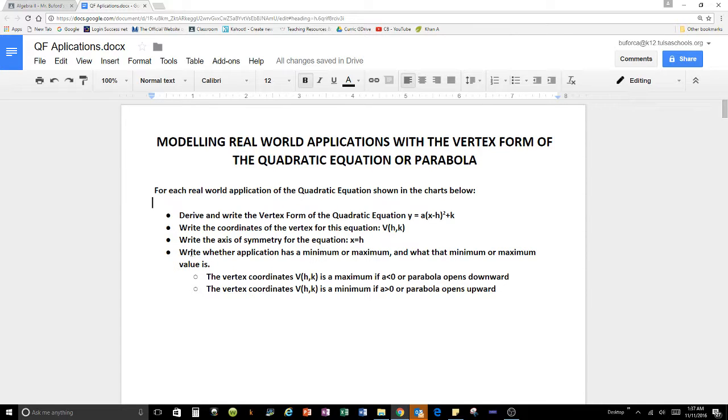And then finally, the last thing we need to know is write whether the application has a minimum or maximum, and what the minimum or maximum value is. And then we say here the vertex coordinates (h, k) is a maximum if a is less than 0 or if the parabola opens downward. The vertex coordinate (h, k) is a minimum if a is greater than 0 or the parabola opens upward. So let's go look at that.